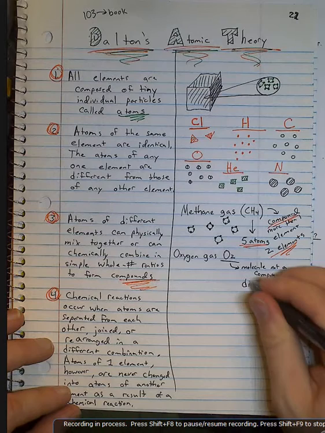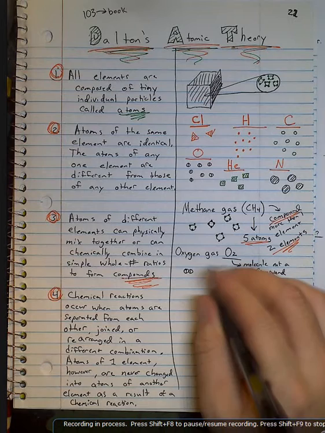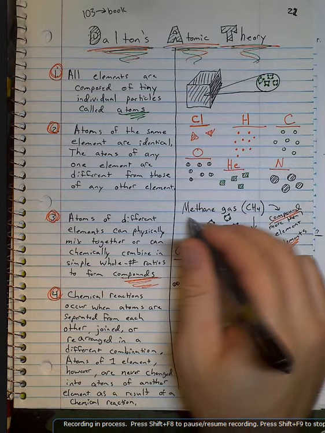So, our oxygen, where are these little guys? That's O2. O2, O2, O2, O2. There's our oxygen gas. Let's see, what else do we want to do? Let's do some ammonia.